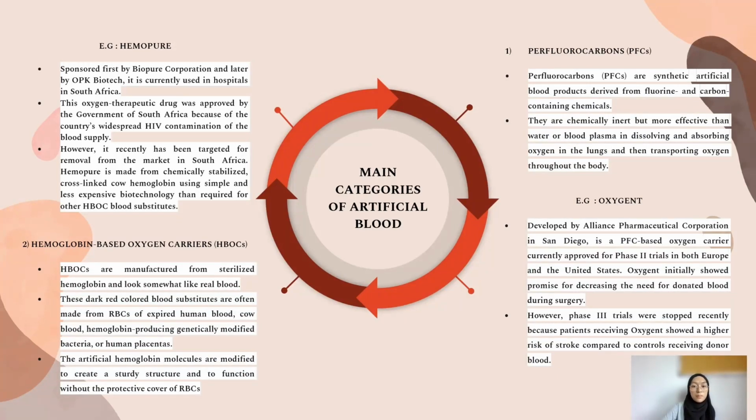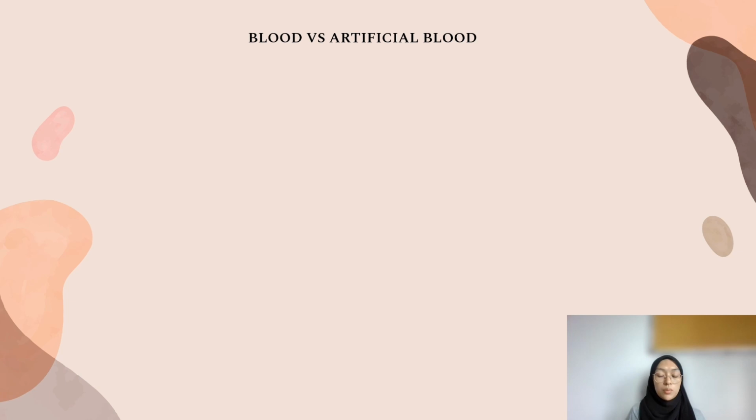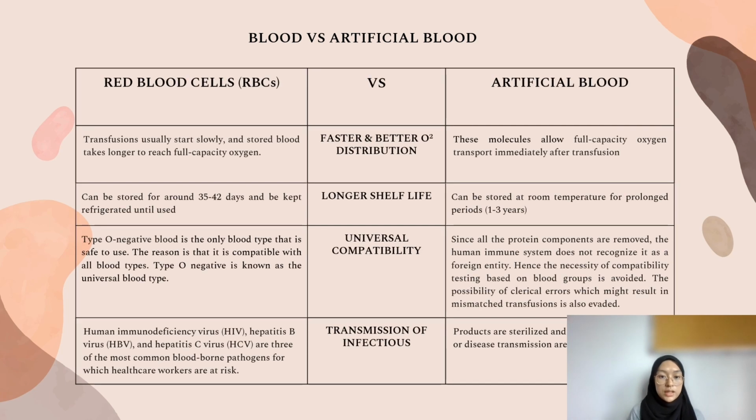Hemopure is made from chemically stabilized, cross-linked cow hemoglobin using simpler and less expensive biotechnology than required for other HBOC blood substitutes. Okay, so this is the comparison of RBCs and artificial blood. The first one is that artificial blood has faster and better oxygen distribution because this molecule allows full capacity oxygen transport immediately after transfusion, while RBC transfusion usually starts slowly and stored blood takes longer to reach full capacity of oxygen.